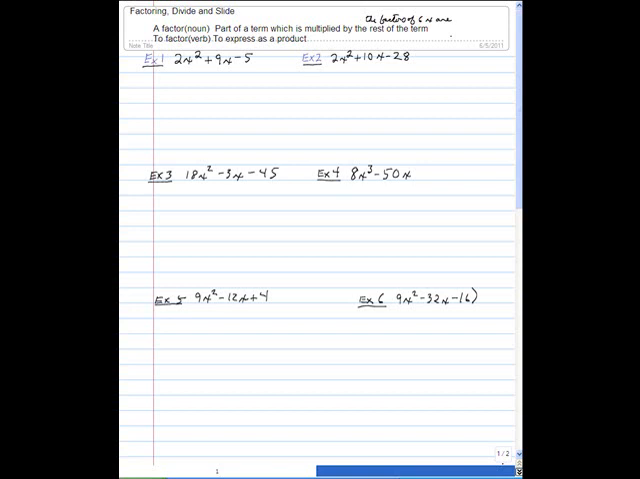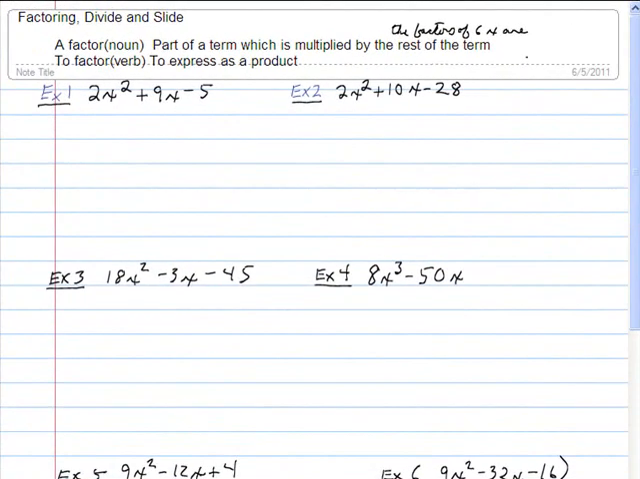Welcome to the review podcast on factoring called Factoring Divide and Slide. In this podcast, we're going to look at a very simple factoring method for those of you who've had trouble factoring as you've taken math and that's never seemed easy to you. Here's a very easy factoring method for you to learn.